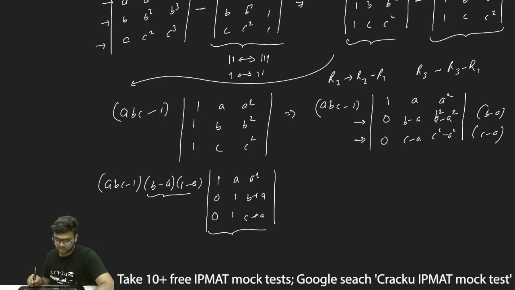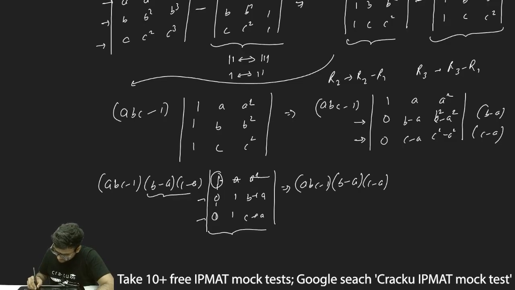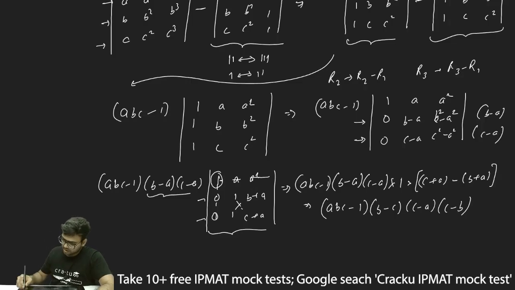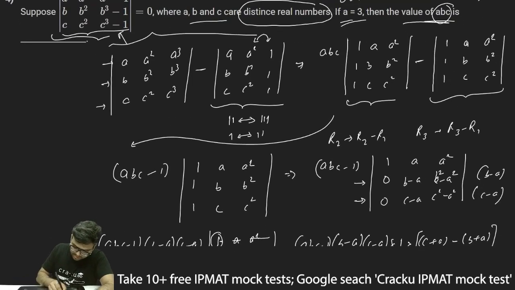Now I can calculate the determinant of this, because there are two rows which have 0. So I just have to worry about this one. For calculating the determinant, I'll write abc minus 1, the constant term which was there, which is b minus a and c minus a, multiplied by this one. I'll take this one and do cross multiplication. So this will be 1 into c plus a minus b plus a. So this will ultimately become abc minus 1 into b minus a into c minus a into c minus b.